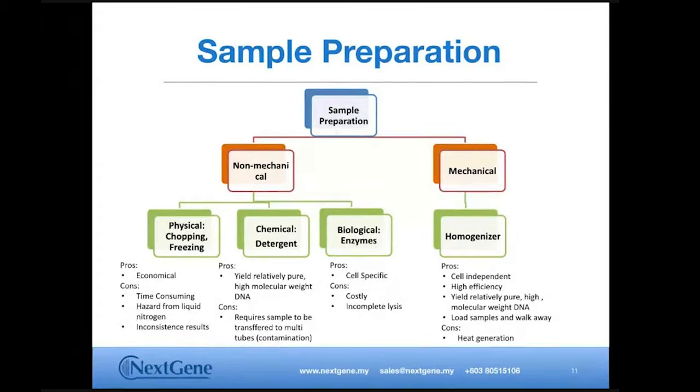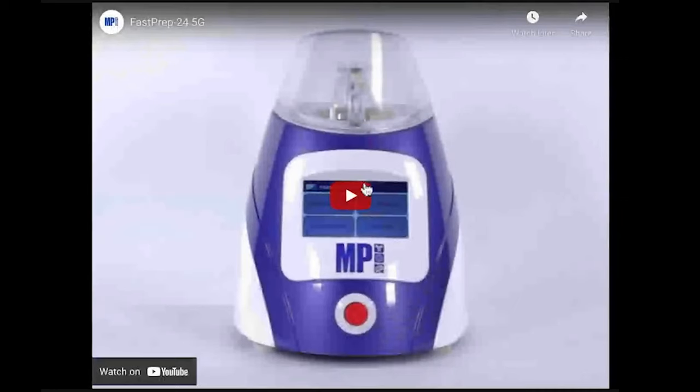However, mechanical methods, generally the homogenizer, are widely accepted for microbial study because they are effective at lysing difficult cells because of their unique optimization motion. Next up, I will be sharing a video on MPBio's homogenizer. From the video, we can see the advantages of the homogenizer. So I will start by playing the video now.